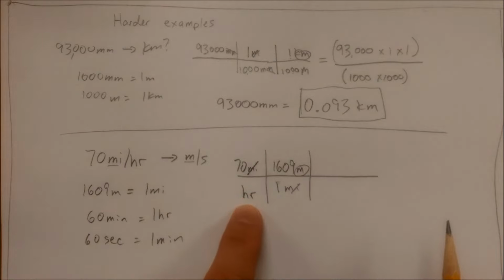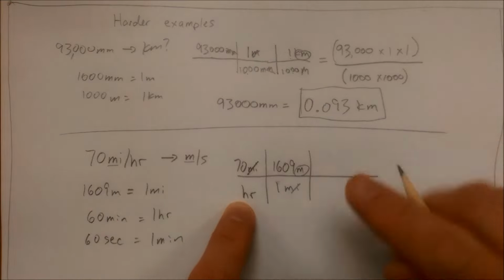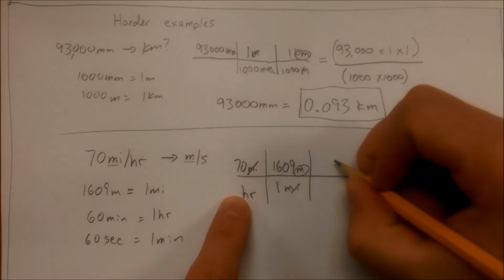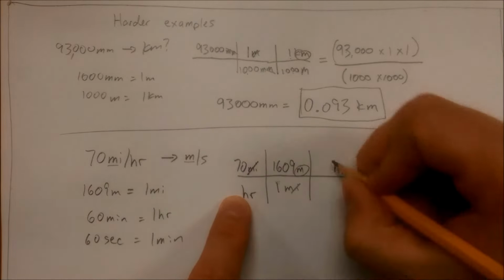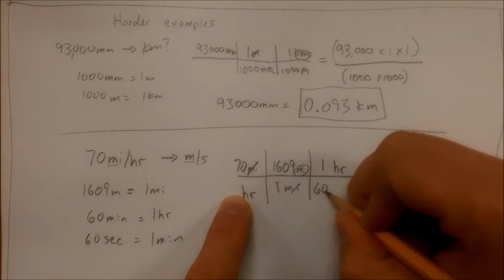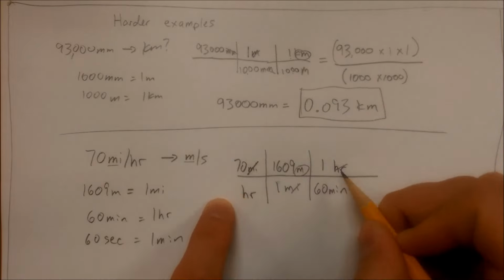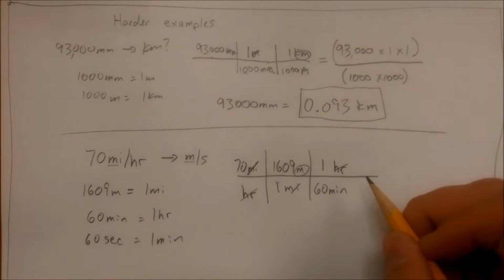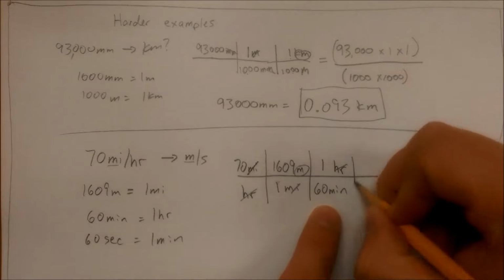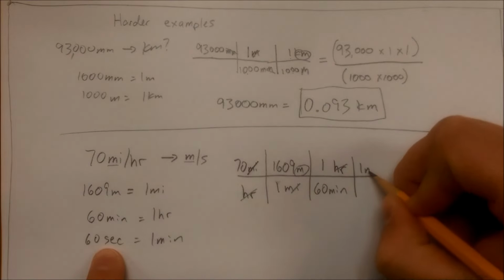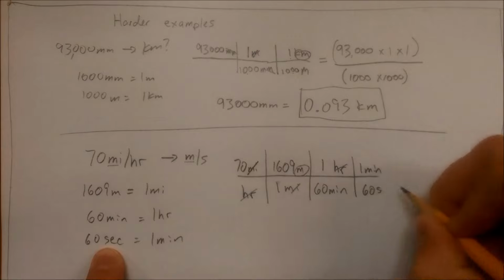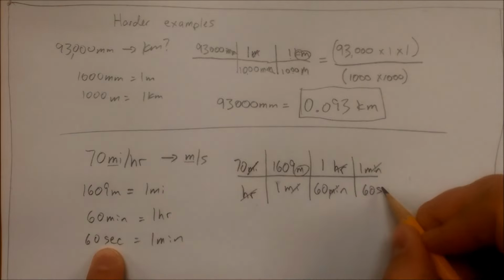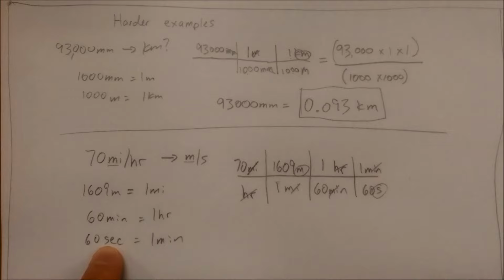Now I need to deal with the bottom unit. I know from over here that there's 60 minutes in 1 hour. I don't want to put hour down here though, because that won't cancel. It's already at the bottom, so I need to put it up top this time. So I know that 1 hour is 60 minutes. Now the hours will cancel. I only have minutes in the bottom, so I need to get seconds. So I'm going to put 1 minute up top, 60 seconds in the bottom. The minutes will cancel. Now I'll have seconds on the bottom, which is what I want.